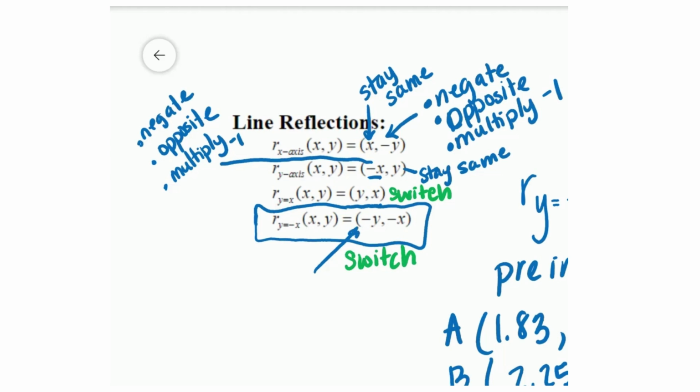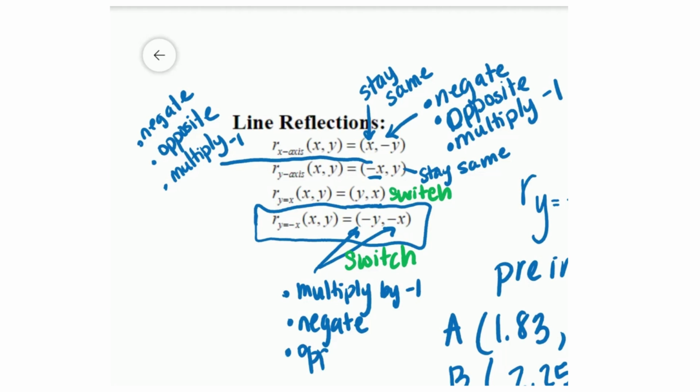So that means I'm going to multiply this y coordinate by -1, or take the opposite. And that's actually going to apply to both of them. Multiply by -1. Negate. Opposite, whichever helps you to remember that you're going to change the sign of that number. All right, so that's how you interpret the rules.